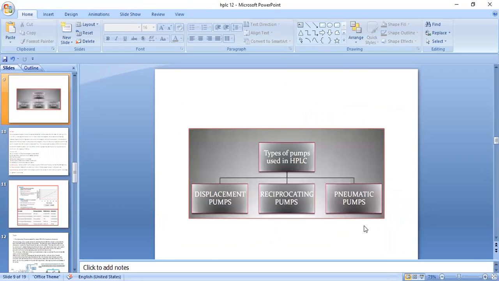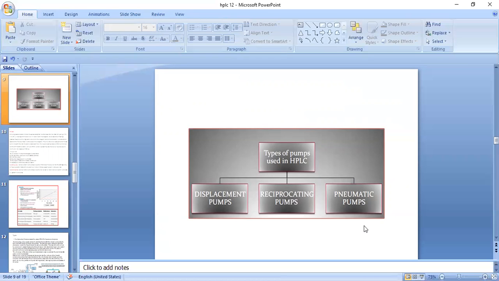So coming to the pumping system, the role of pumps is very evident: it helps the solvent flow under pressure through the column. The role of pumps can be very simple. The role of pumps is to pass the solvent under pressure through the column. There are 2 different roles of the pumps that we have to look out.